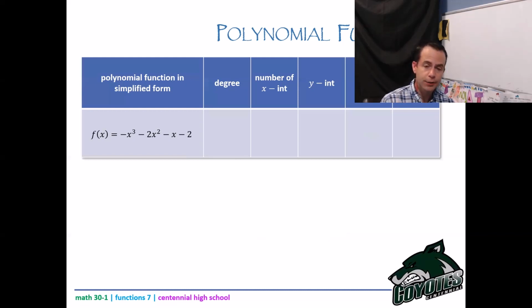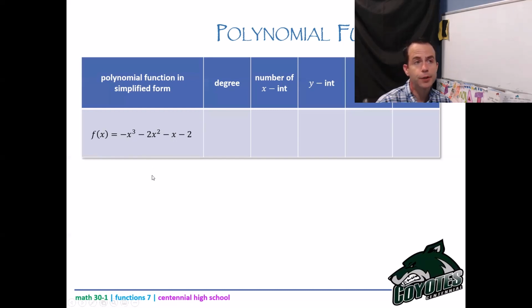The y-intercept will be at (0, -2), because that again is that constant term. The end behavior, is this graph going to end going down or end going up? Well, again, we're looking at that leading coefficient. So the leading coefficient is negative right here. And so the graph will end going down.